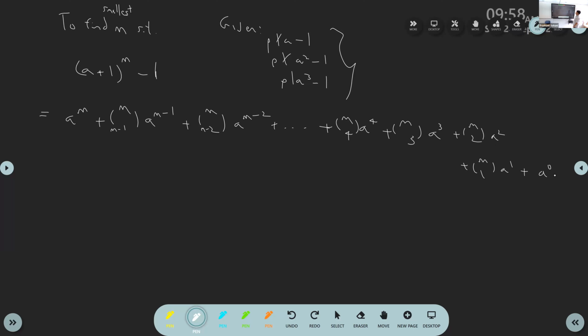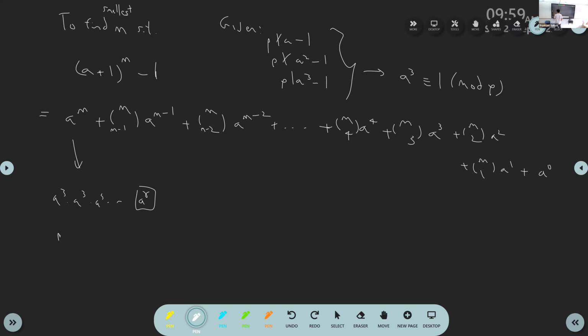one. And from this I can write that A cube is congruent to one modulo P. So wherever I see A cube, I can replace that by one, right? But now the difficulty is that it depends on M, right? So this A raised to M will have maybe multiple copies of A cube. And then there will be something left over. Like what is the remainder? So depending on whether M is congruent to 0, 1 or 2 modulo 3, that leftover part will change, right?